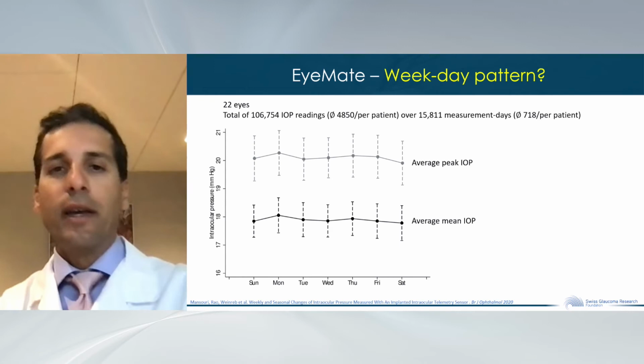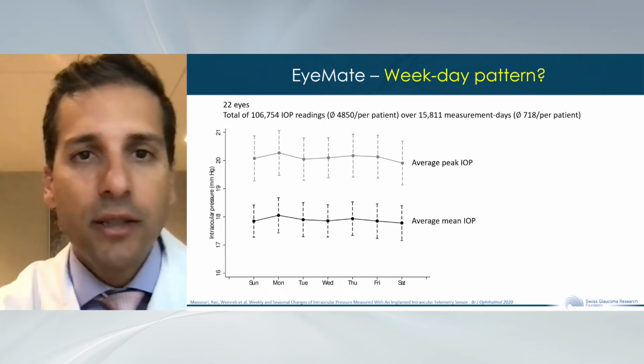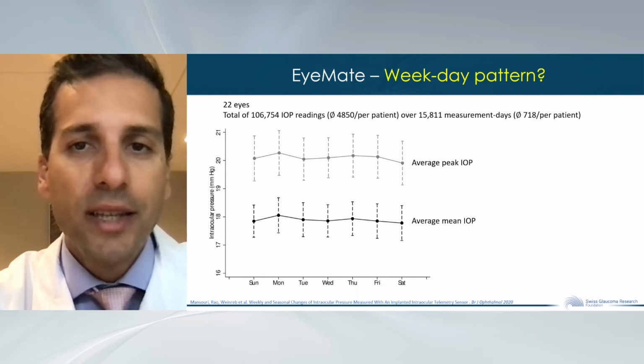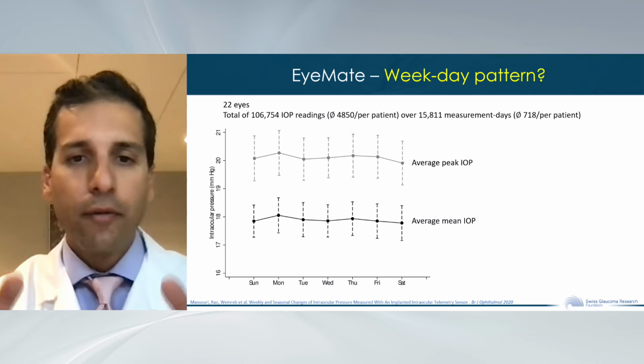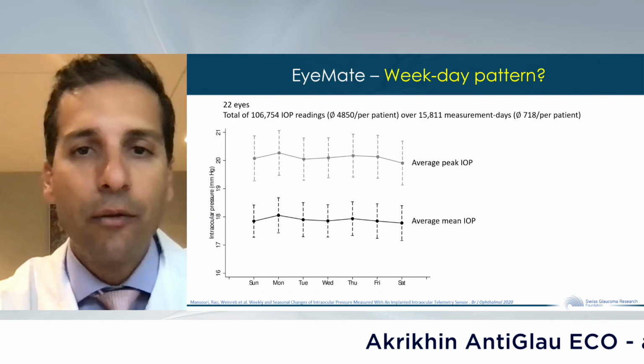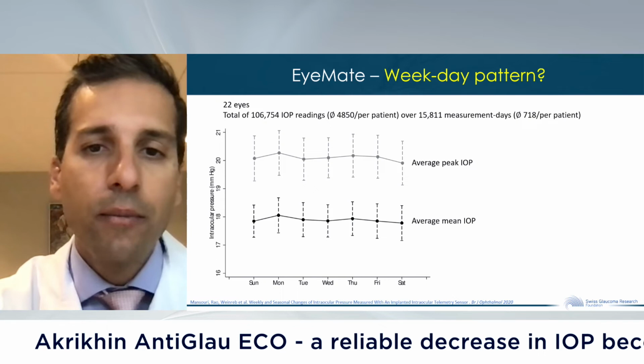Next slide. So we had 22 eyes that had this sensor in the eye. We looked at several years of data, and we had a total of 106,000 IOP readings, which corresponded to an average of 4,800 a patient over a total of 15,800 measurement days, an average of 718 per patient. So this is by far the biggest collection of IOP data at all times in glaucoma. And we were looking if there are weekly variations. We did not find any. Average mean IOP and average peak IOP were pretty similar from one day to another. I should say though that these patients were all retired and didn't have a work weekend rhythm.